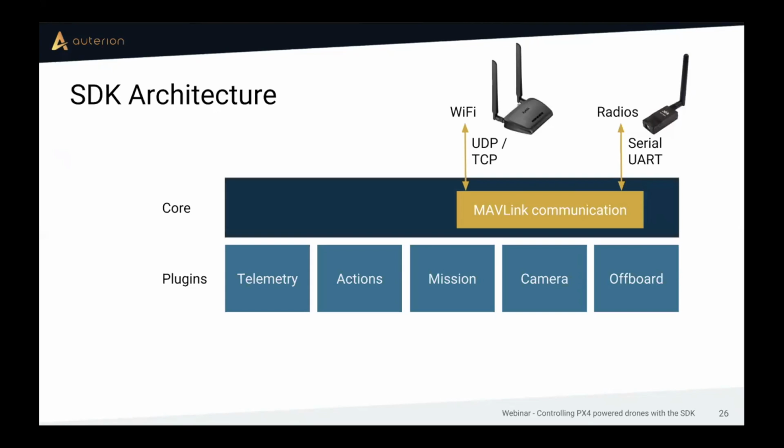A mission plugin to upload missions, as we have seen it before, and also to receive the progress while a mission is flown. The camera plugin to take pictures, but also to set all of the different camera settings. And finally, the offboard plugin, which allows for offboard control. So what we mean by this is that you can control, for instance, velocity or position set points from, for instance, an onboard computer.